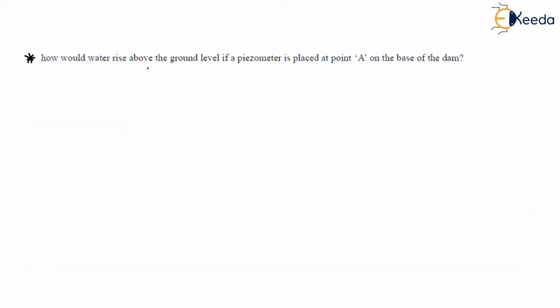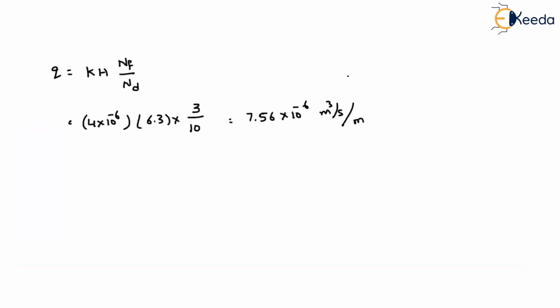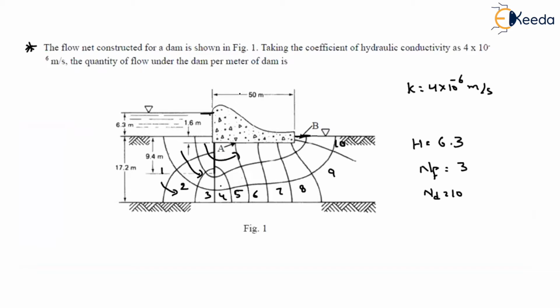Now, move on to the next. How much would water rise above the ground level if a piezometer is placed at a point A on the base of the dam? That means what are they asking? Suppose I keep the piezometer here, how much will the water level rise here? So that is what they're asking about. Indirectly, they are asking what will be the pressure head at point A. Right? So how can I find that pressure head?